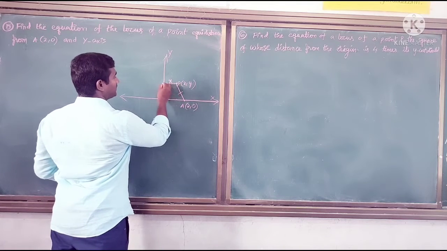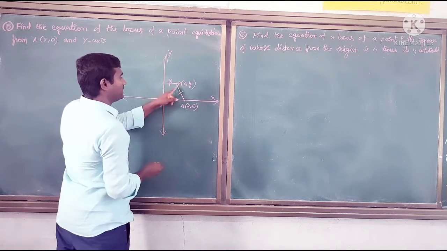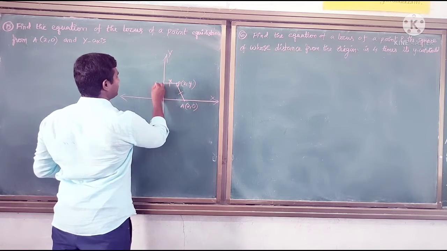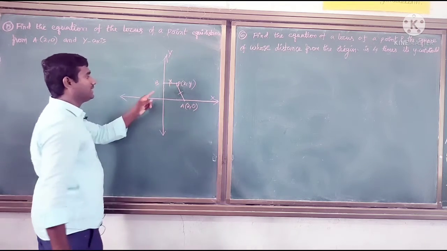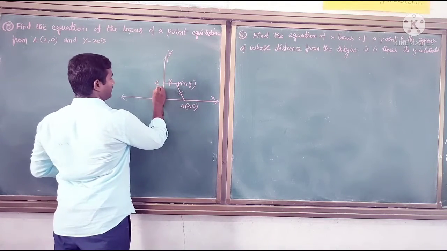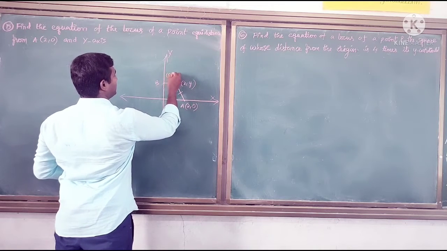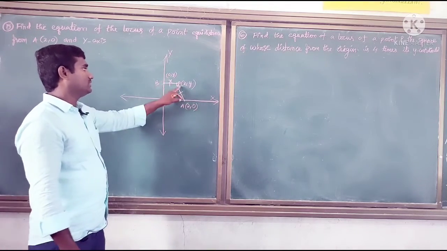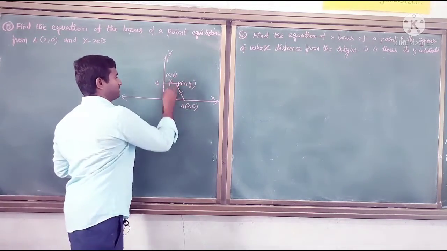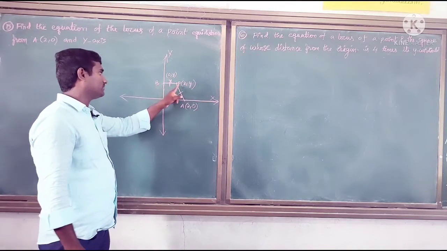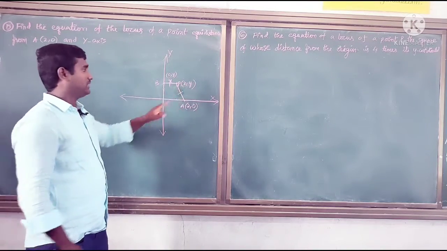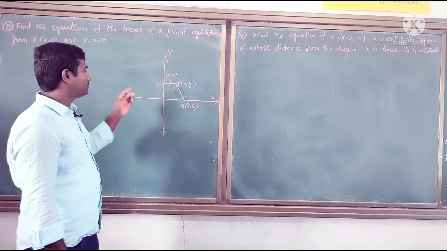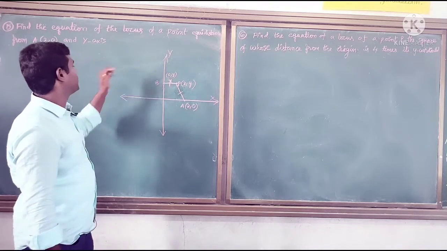Suppose you draw a perpendicular from P, so that line intersects the y-axis at some other point B. The coordinates of B on the y-axis are (0, y). So P is (x, y), and these two distances are equal. PB is nothing but the distance x. Yes, this distance is x only. Now we need to make it equidistant from the y-axis.